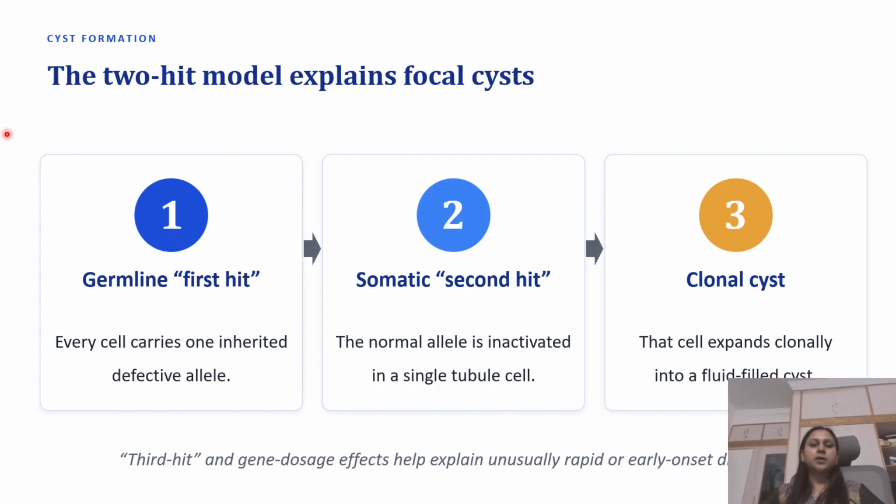A common question from the students usually is, if every cell carries the mutation, why do only some tubules form cysts? This is because of the two-hit model. The inherited germline mutation is the first hit, which is present in every cell. A cyst forms only when the second, normal copy is also knocked out somatically in an individual tubule cell. That cell then expands slowly into a cyst, which explains the focal scattered pattern. The third hit is the environmental trigger and gene dosage effects. These account for unusually early or aggressive disease, including rare in utero presentations.